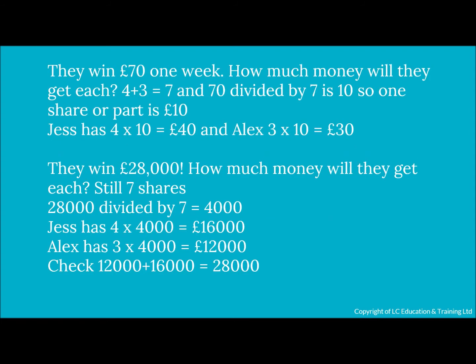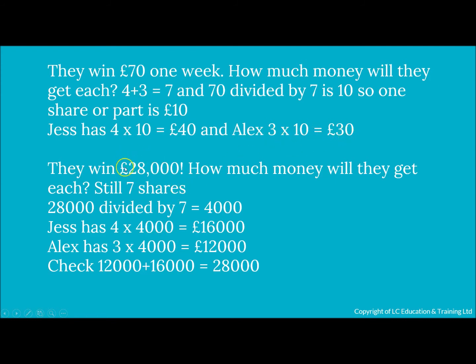Let's have a look. So for the £70, you may have automatically just in your head been able to see it with 40 and 30, but the maths behind it is that we add the shares together, the 4 and the 3 parts that we had, to make 7, and then we divide our total we're going to have, 70, by the total shares we currently have, 7, which gives us 10. So that 10 is the value of one part of the ratio. Jess has 4 parts, so 4 tens, 40. Alex has 3 parts, so 30.